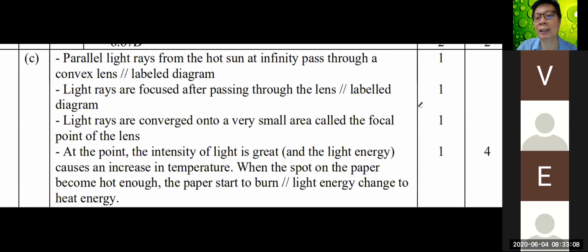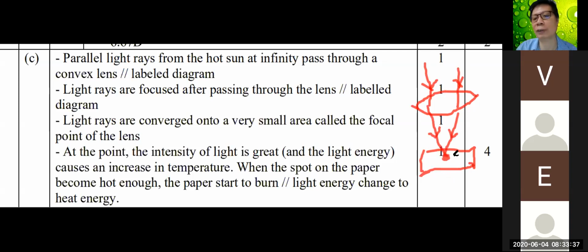Understand? So it's like this line. I draw here again. The paper is here. The parallel sunlight, you can take down the diagram, and the lens will focus the light here. So all the energy is focused on a certain point, so this point becomes too hot, then it will start to burn. Understand? So please copy the answer.